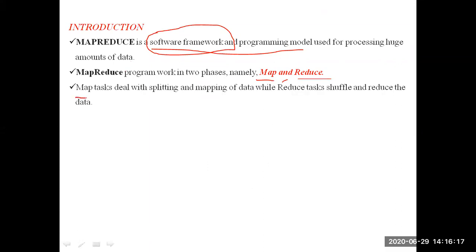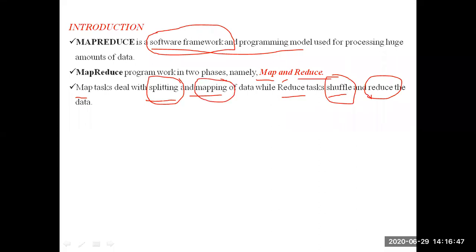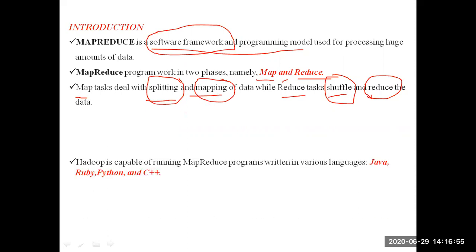When we come to the map phase, two tasks are there: splitting and mapping. We will see later what splitting and mapping are. Similarly, the reduce phase has two tasks: shuffling and reducing. So four tasks are there in total. Two tasks come under the map phase and two under the reduce phase: splitting, mapping, shuffle and reduce.